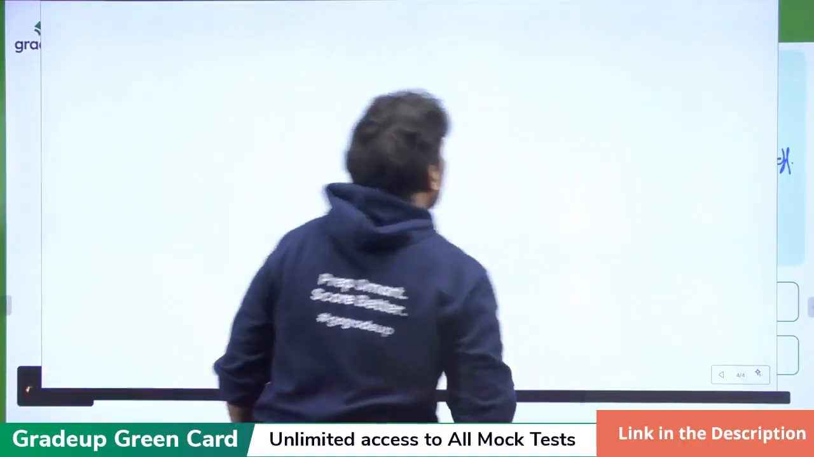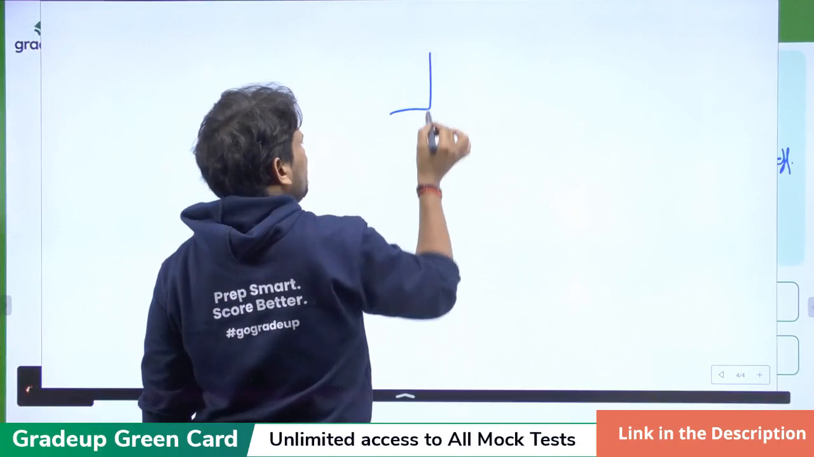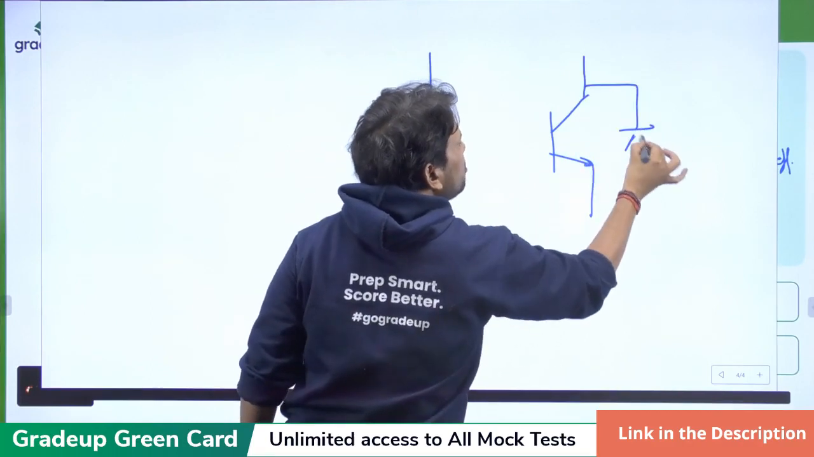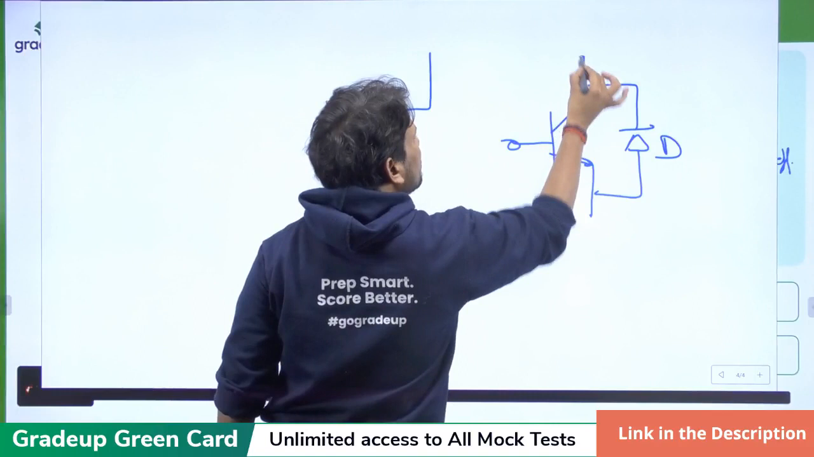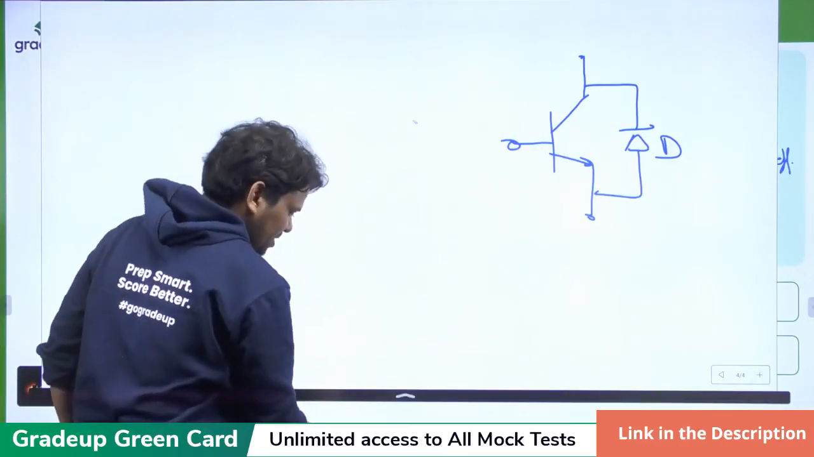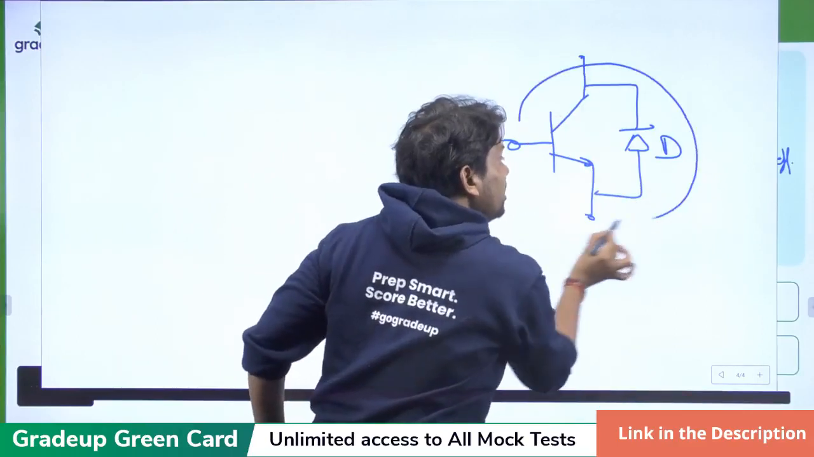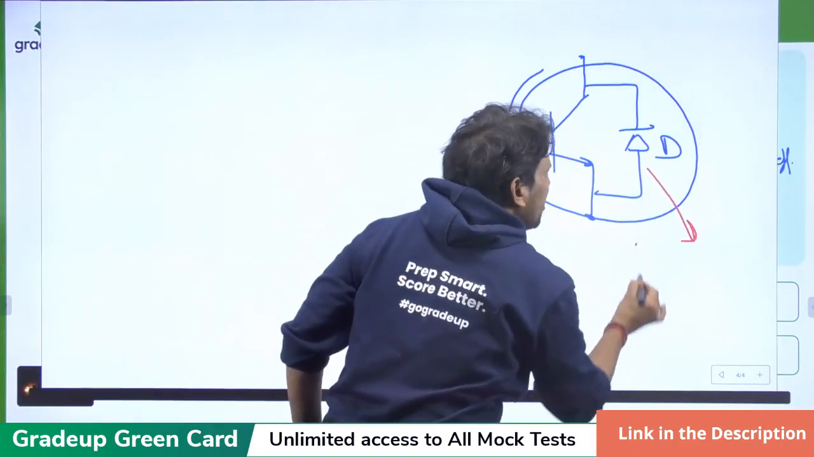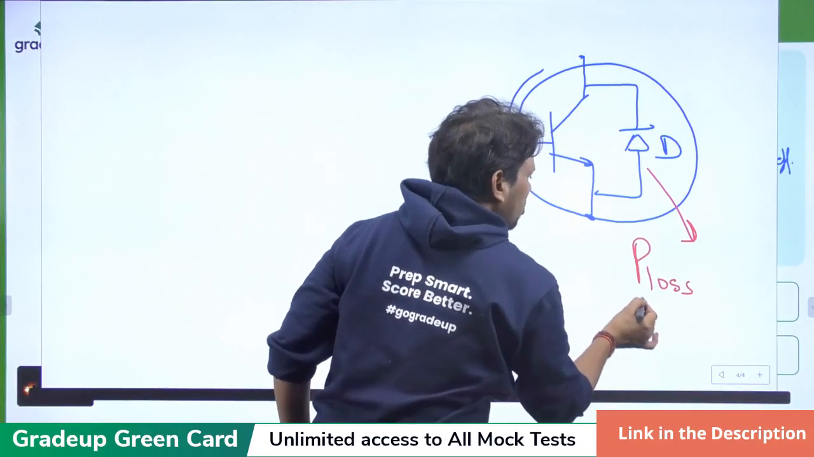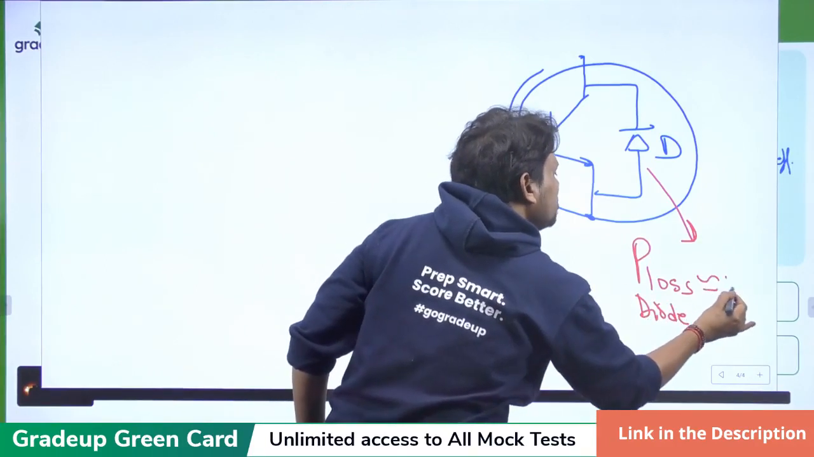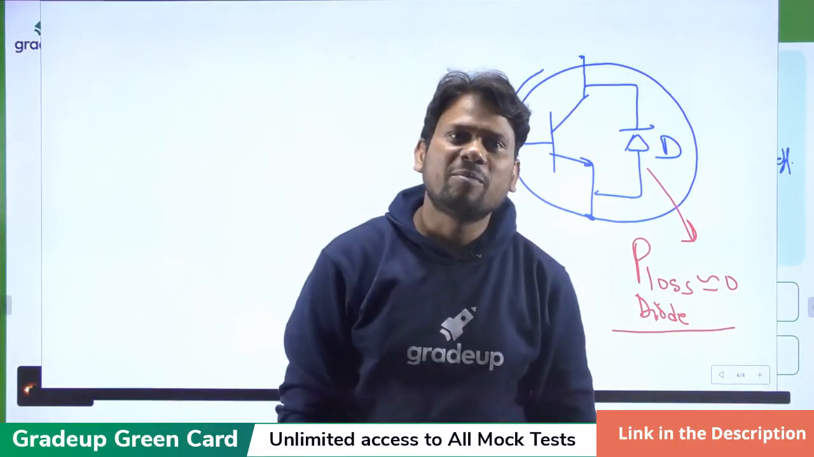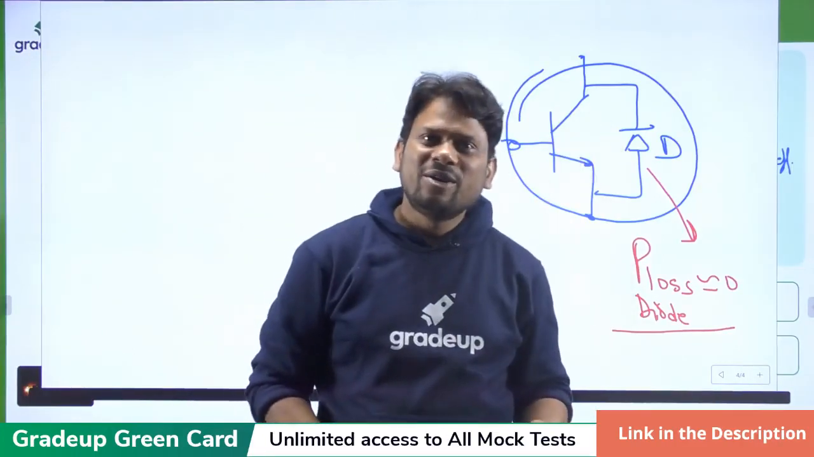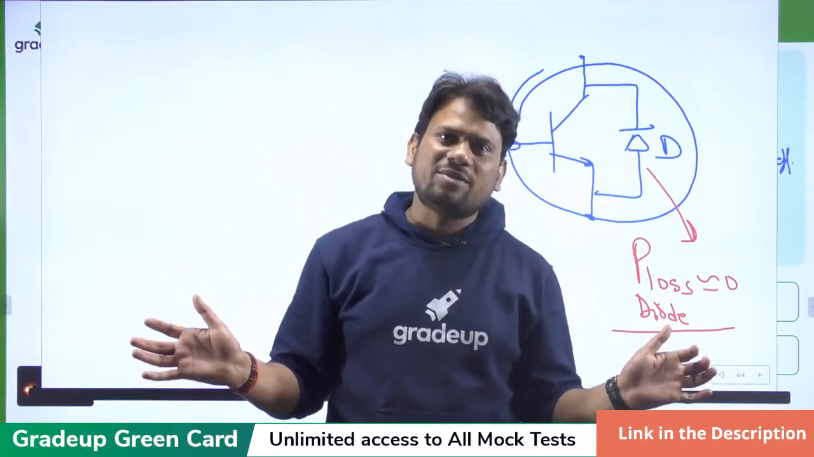My dear friend, actually our device is BJT, so I'm going to draw here. This is our BJT, and we are going to consider one anti-parallel diode. Please mind it. When we use that type of configuration, the power loss of diode is almost zero. This is the beauty of BJT. When we use anti-parallel connection of BJT and diode, diode offers almost zero conduction loss.